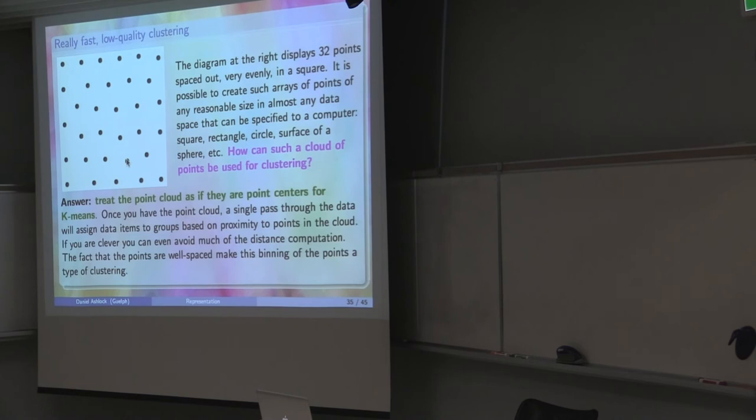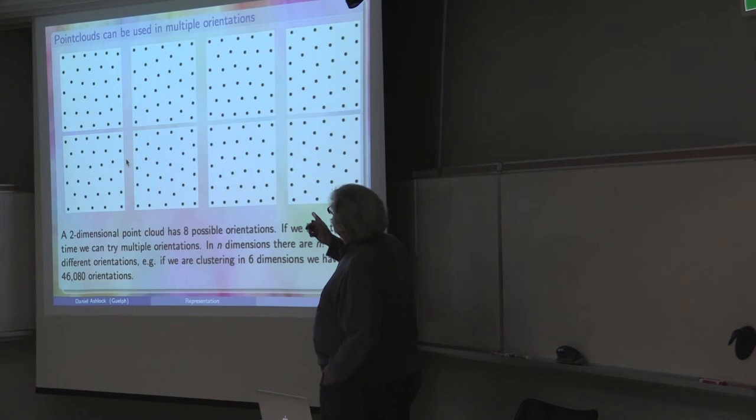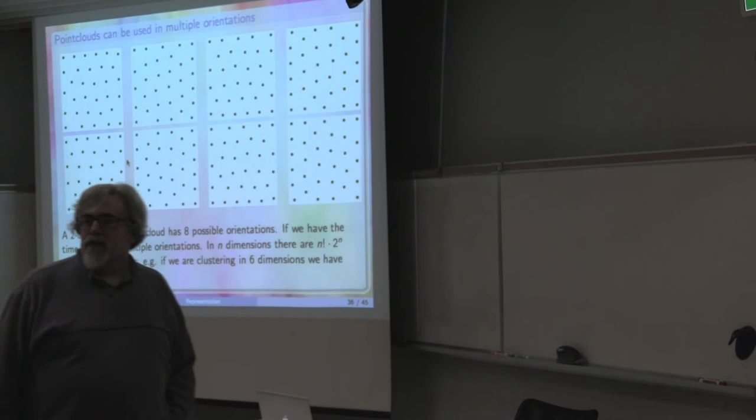But the only reason it's a clustering method at all is the degree to which you carefully space those points out so they're really evenly spaced through your data space. And those point clouds are really expensive to produce. But there's the point cloud. I just rotated it and flipped it over in all the 8 ways you can rotate and flip a square. Each of those would interact with the data in a different way and produce a different clustering.